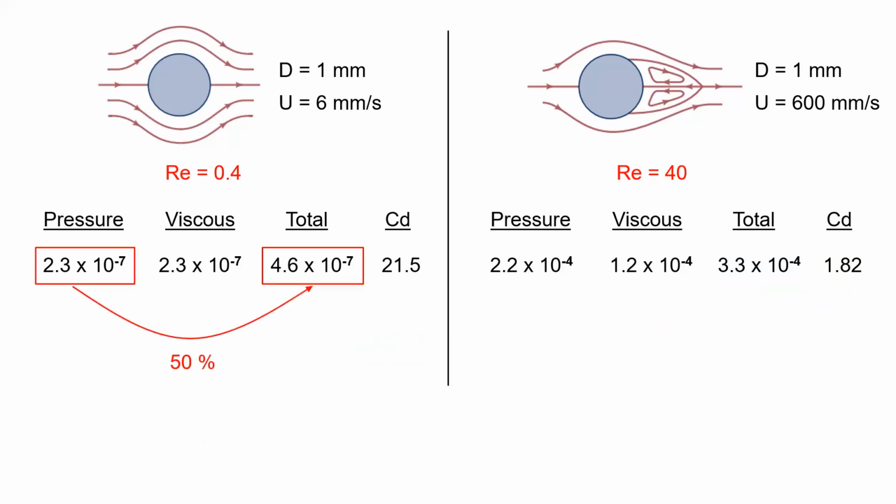In the first case, pressure drag was half of the total drag. But in the second case, pressure drag becomes more dominant, and it is now 67% of the total drag. And with this comparison, we are going to finish this tutorial.